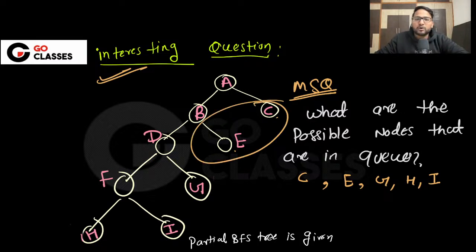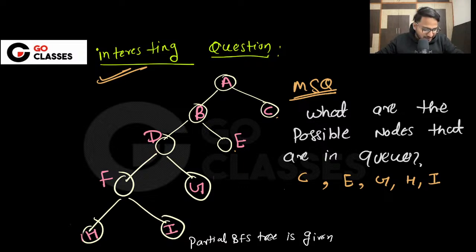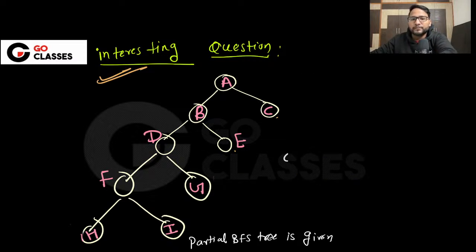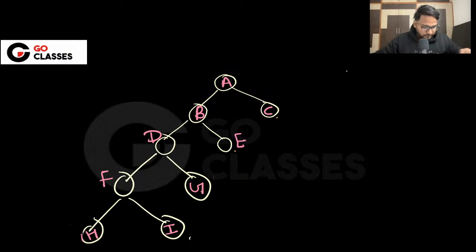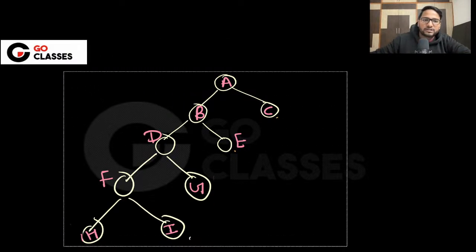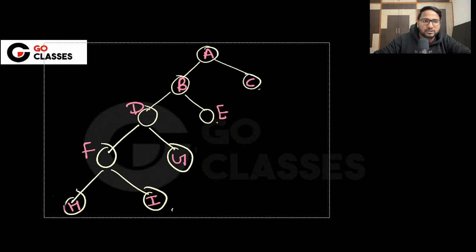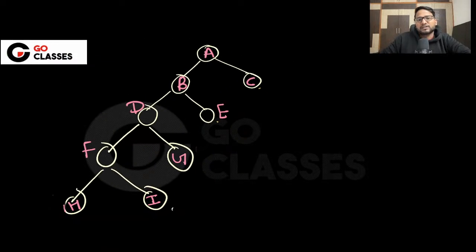By the way, are you guys GO Classes students? Just wanted to ask, because I have already taught these things in the GO Classes lecture. So I just wanted to ask those who have answered that G, H, and I are possible, and C and E are not possible: are you GO Classes students? Okay, those who have answered this particular question, just let me know. Okay, great. Unknown is saying he or she is a GO Classes student. That's great. Okay, Dijkstra is also saying GO Classes student.